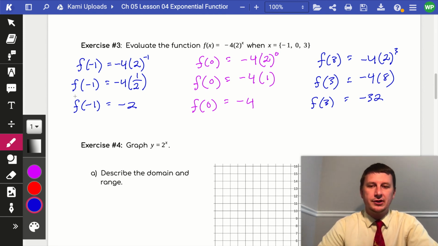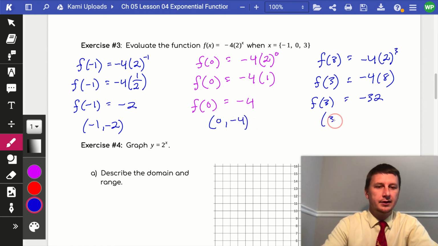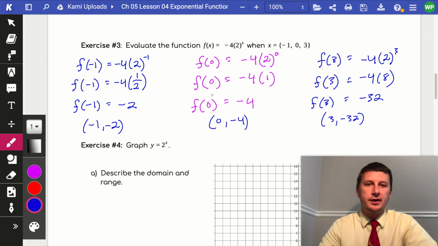And what this actually just did was it gave you an x and a y coordinate: negative 1, negative 2; 0, negative 4; and 3, negative 32. And based on these xy coordinates, we're going to be graphing what an exponential function looks like in the next exercise.